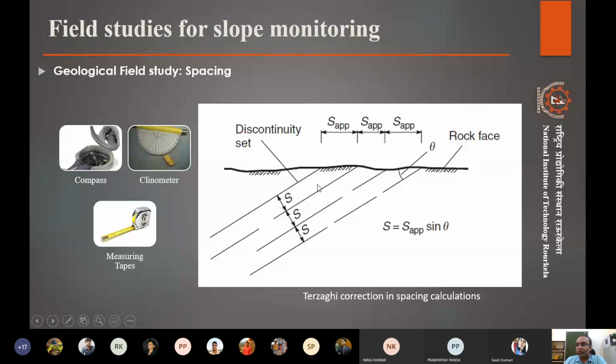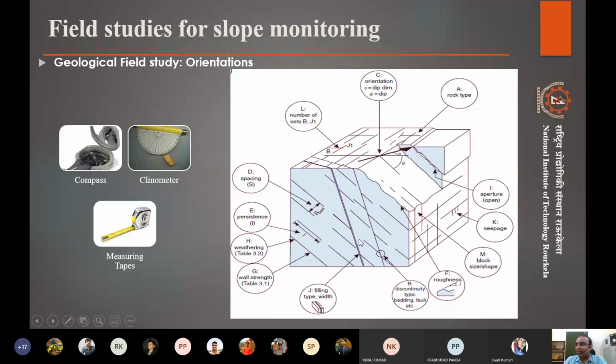And why is it so? Because generally we can't always see the real spacing that is there, because we might not be able to get the exposed area along the strike or along the real dip direction, right? So what we get is basically an apparent dip direction, and due to this kind of exposure, we actually get some different values.